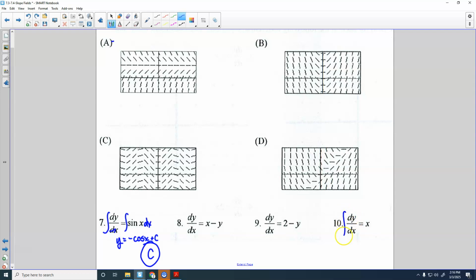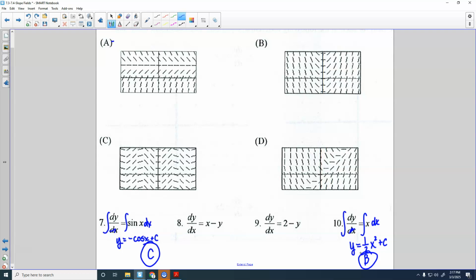Okay. We could do the same thing over here. Put your dx over on this side, and we would get y equals, what do we get when we integrate x? 1/2 x squared plus c, right? And what type of graph is that? Quadratic, parabola. Which one of these graphs looks like it could be a parabola? B. So B would be our best answer for that.